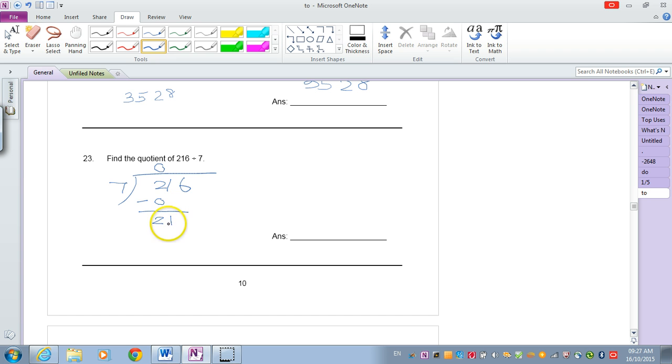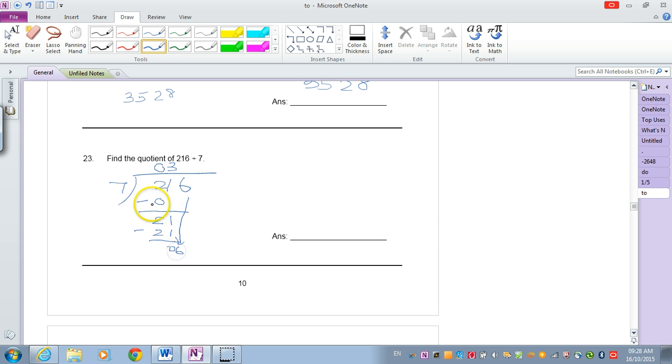So now we have 21 divided by 7. You go through your 7 times table, so you will know that it will be 3. 3 times 7 gives me 21. So I will minus 21, and that gives me 0. So now I will have to bring down my 6.